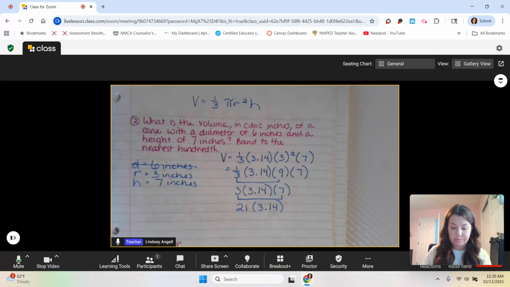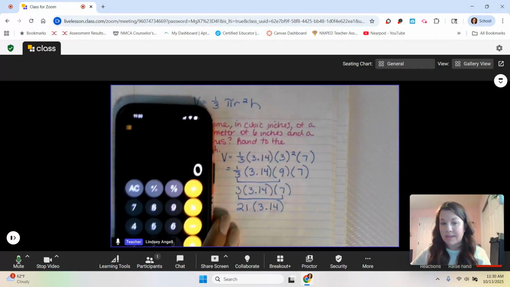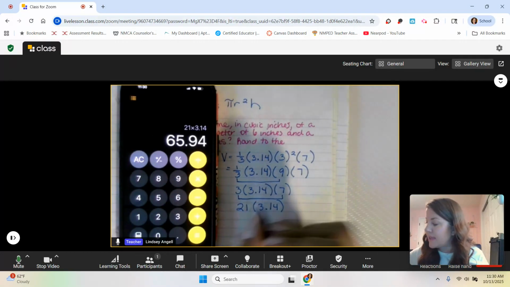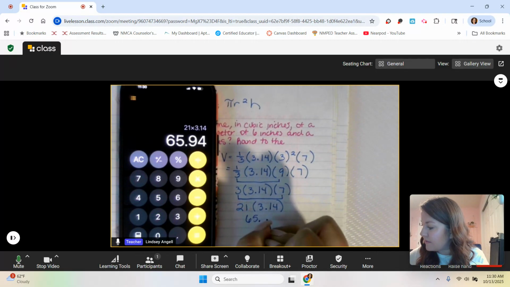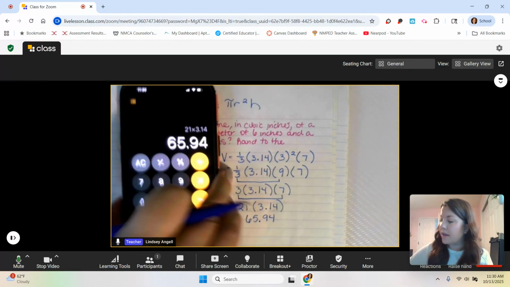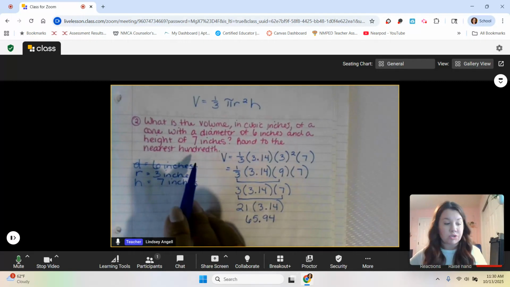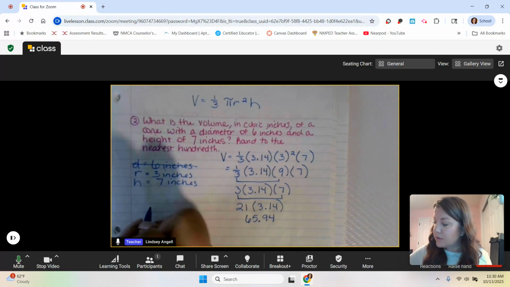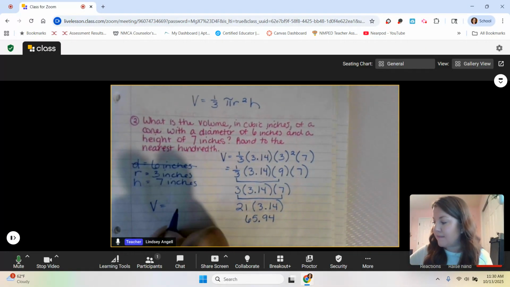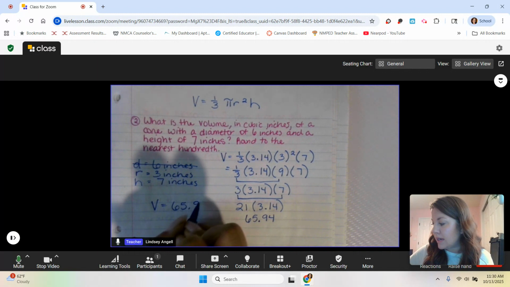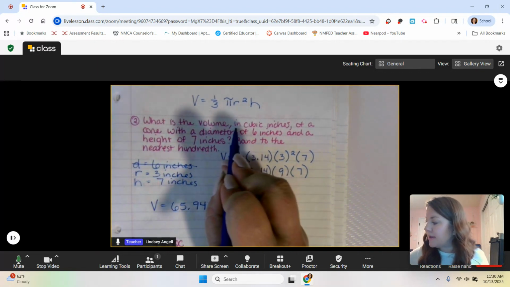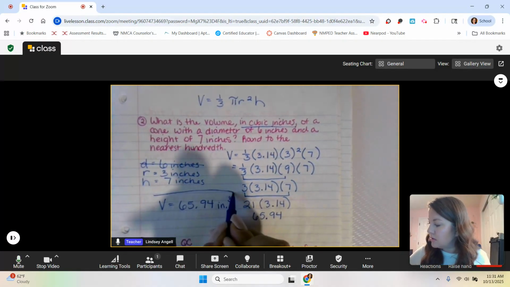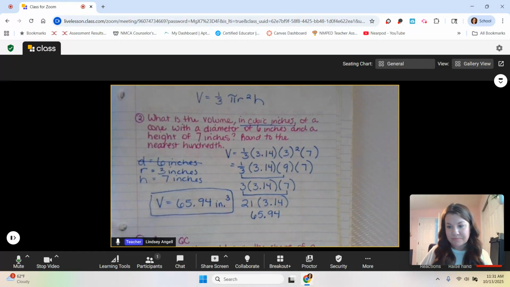So I have 21 times 3.14. So let's pull that up on the calculator. 21 times 3.14 gives me 65.94. And in my directions it said round to the nearest hundredth. Well, it is already at the nearest hundredths place. So in this case, my volume would be 65.94 hundredths. And remember, it said to write it in cubic inches, right? So that would be inches cubed, or inches to the 3rd power. Okay?